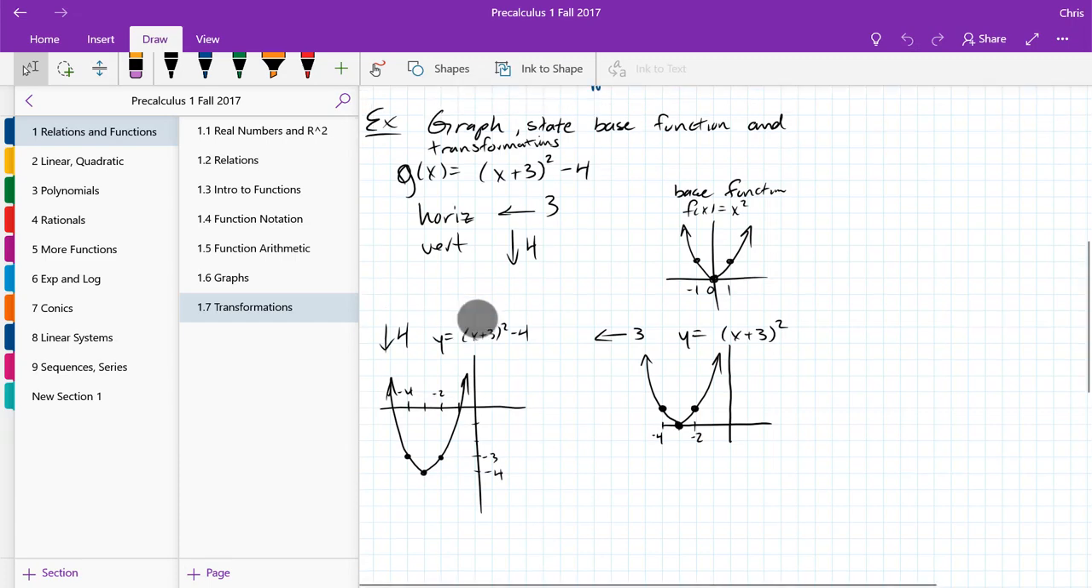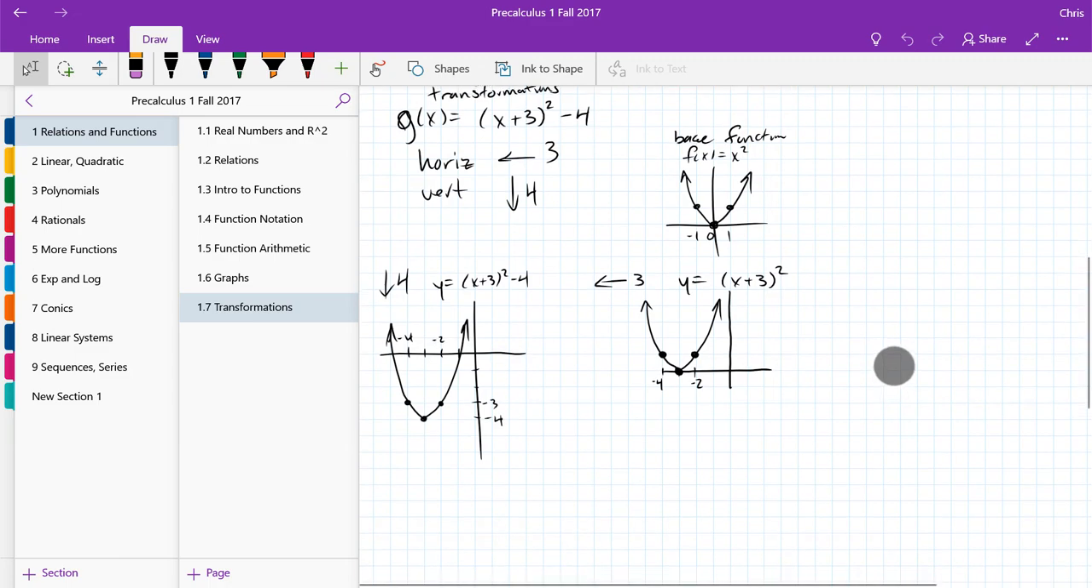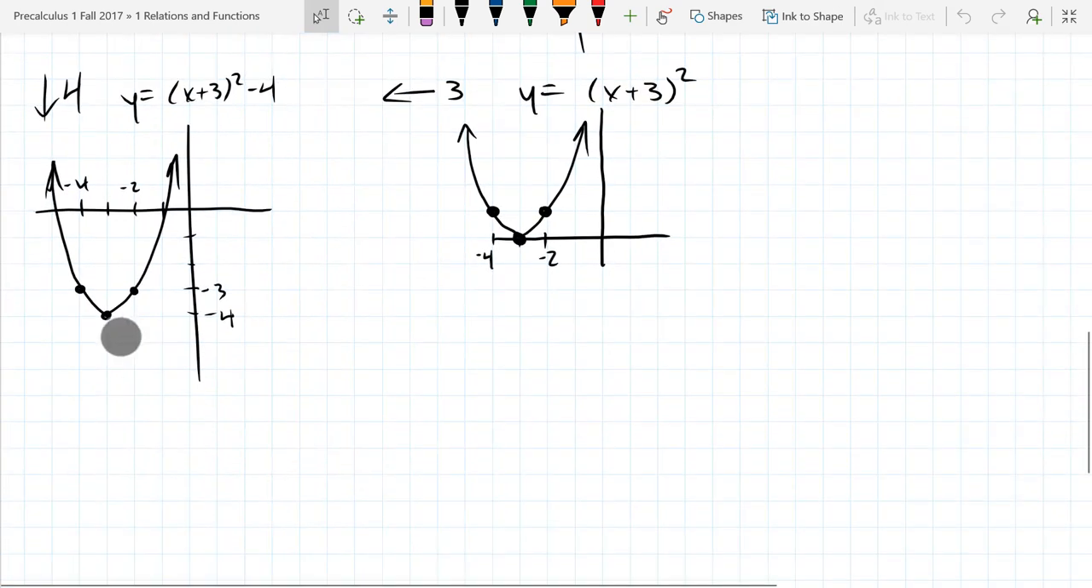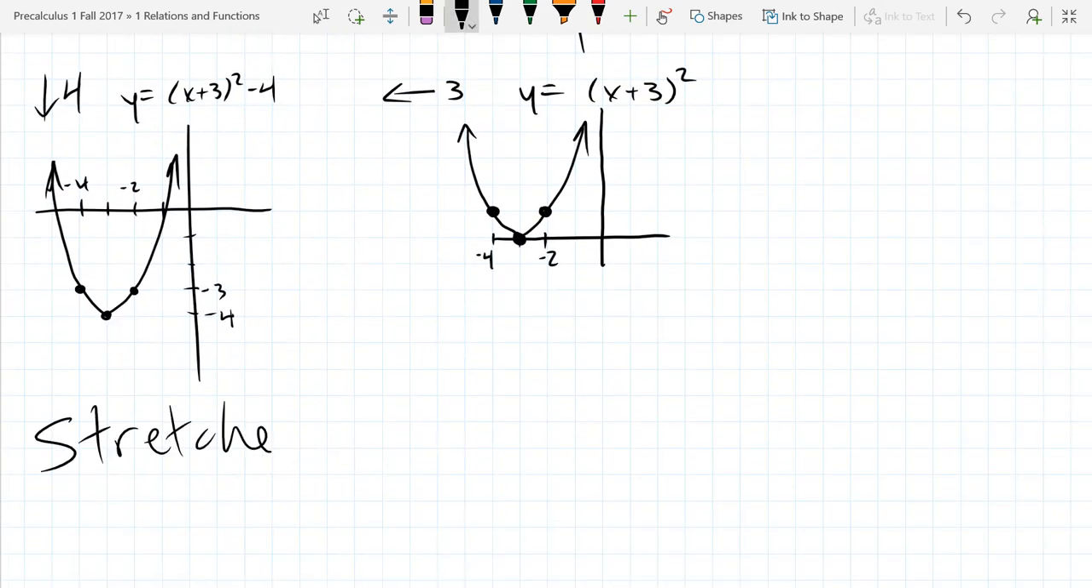Vertical shift. So now we're going to move on to the more complicated transformations, which are stretching. So we're going to look at stretches now. And if you stretch and you make things, instead of twice as tall, half as tall, a lot of times you call that compressing, even though that's just stretching things smaller. So do stretches slash compressions.